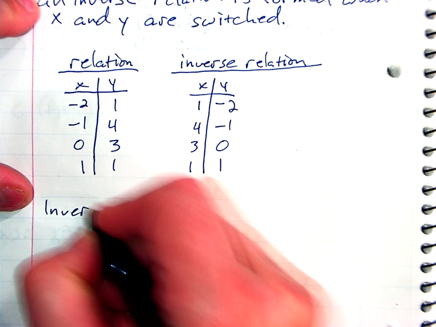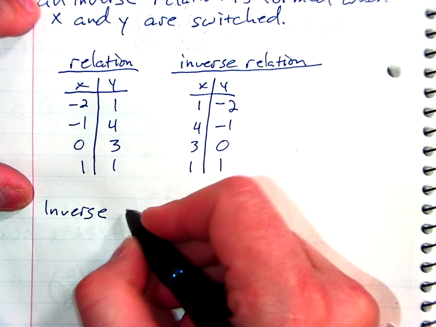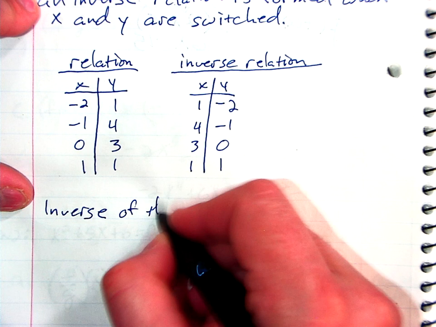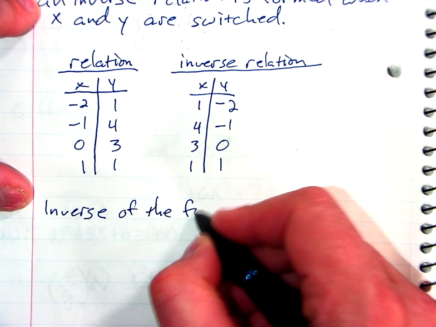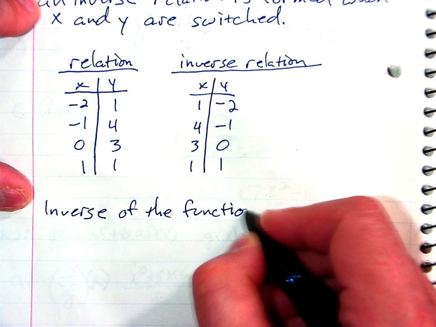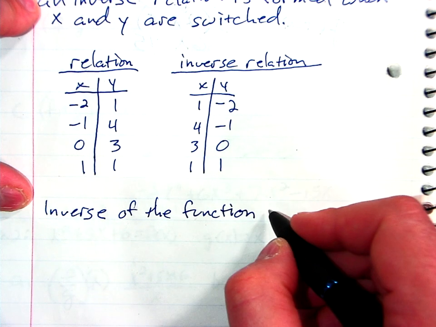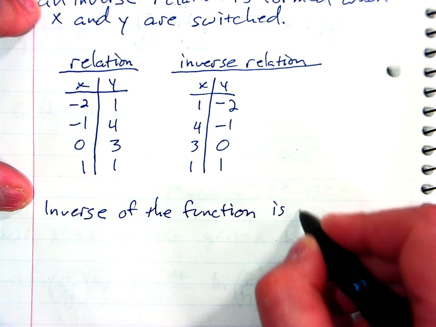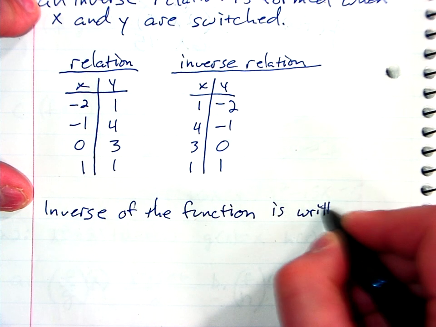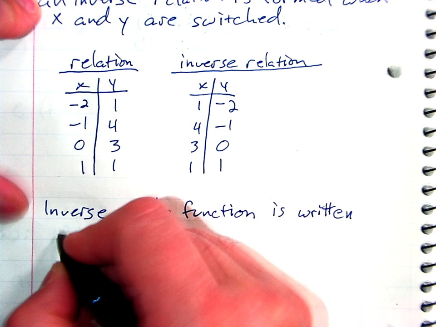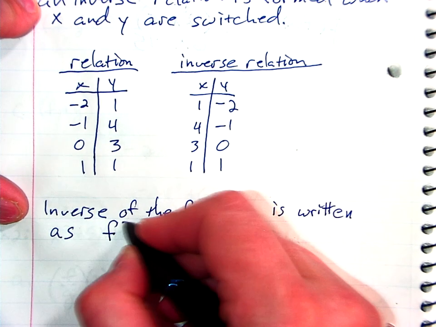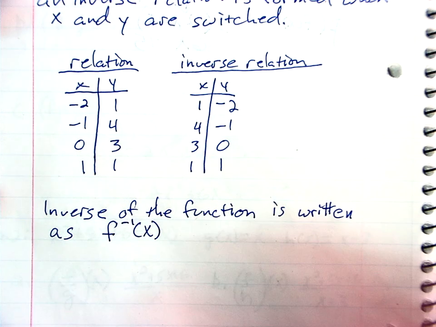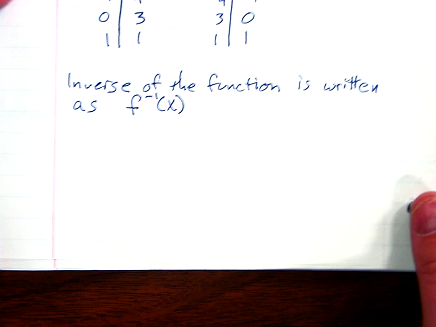The inverse of the function, that's what the book put, but I guess it could be just a relation. The inverse of the function is written as f to the -1. So f to the -1 means it's an inverse.